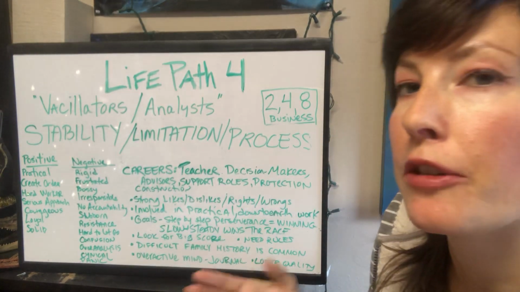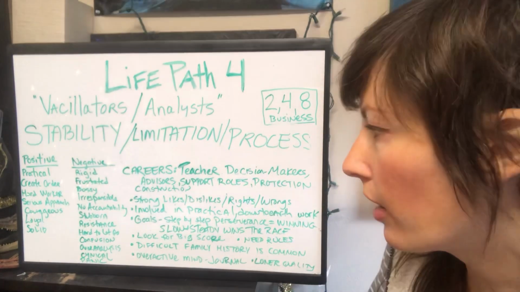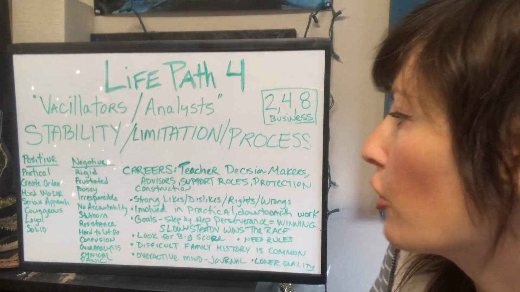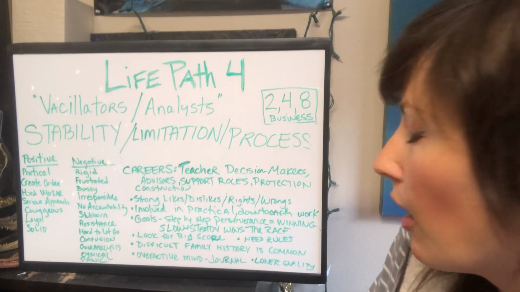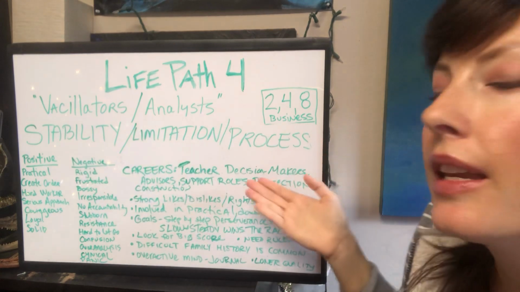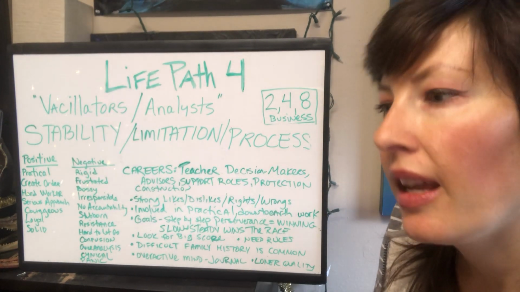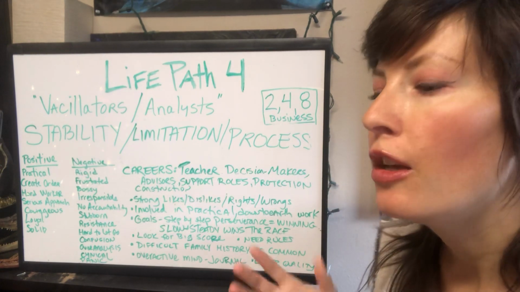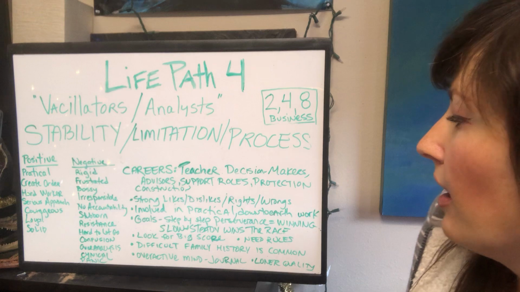They often have very strong likes, dislikes, what they feel are right and wrong. They are usually involved in very practical, down-to-earth work. Like I said, for them to succeed, they need to learn to have a step-by-step process. As in the case of the 4s, slow and steady wins the race.